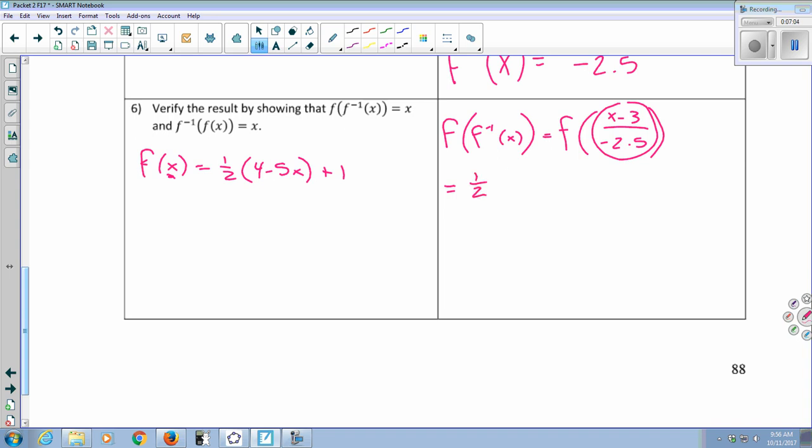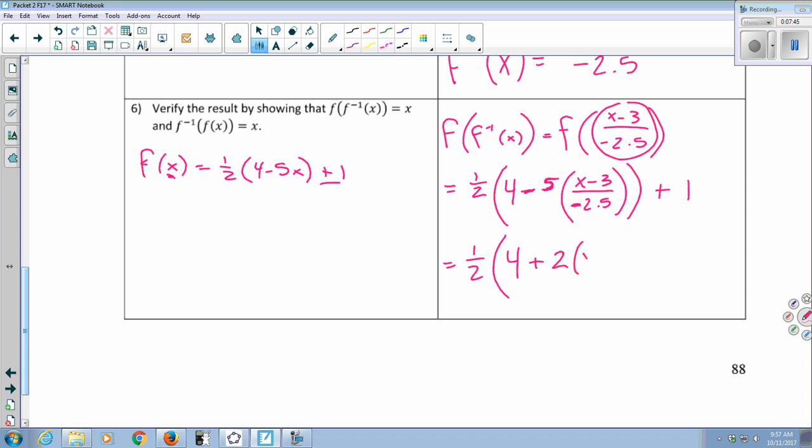So this is going to be 1/2 times (4 minus 5 times, instead of x, I'm going to write this whole formula, (x minus 3) over negative 2.5), and then the plus 1. And now I'm going to simplify this, and hopefully I should get x. So this is 1/2. Work inside the parentheses first. 4. Now this is negative 5. And times another negative. So that's going to become a plus. And 5 over 2.5 simplifies to 2.